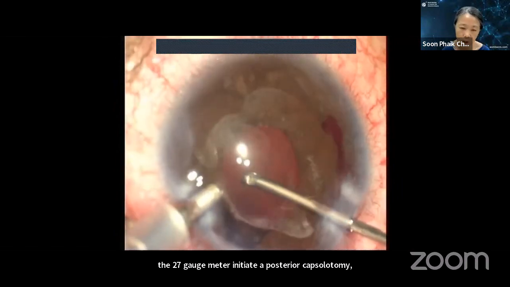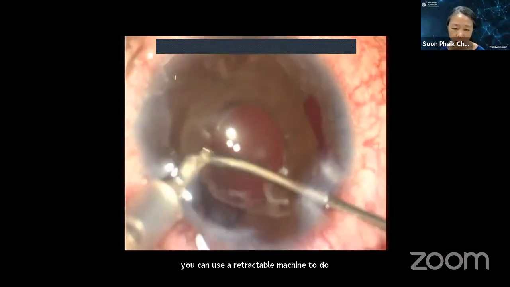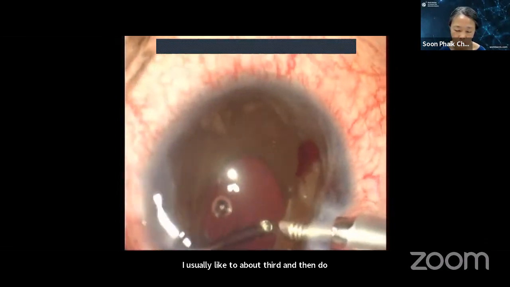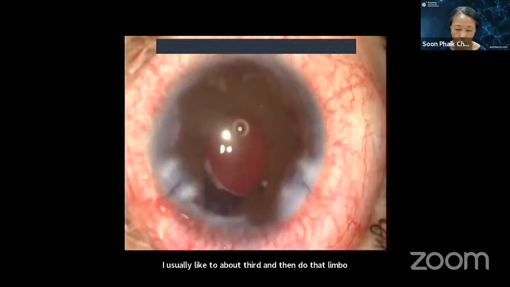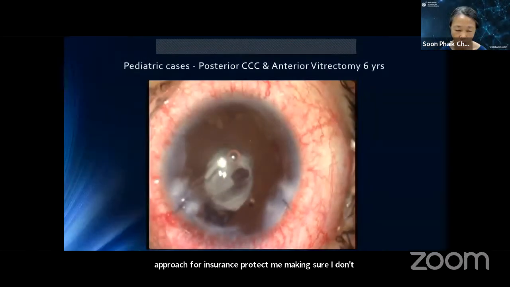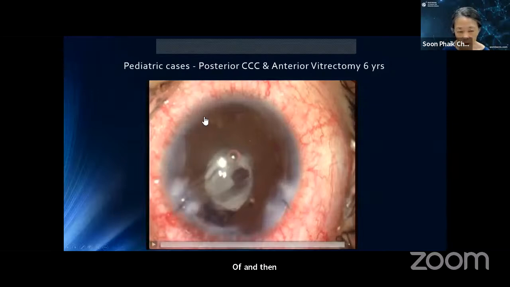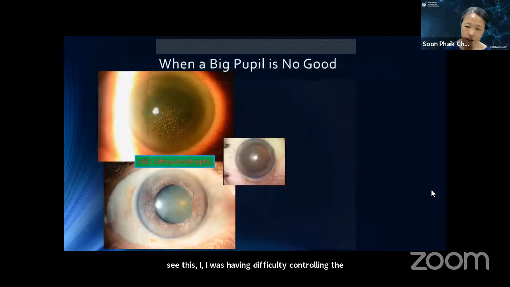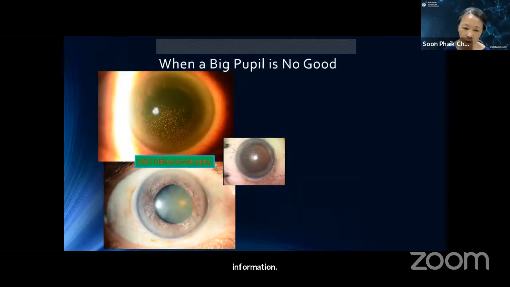Stain with triamcinolone acetonide diluted. I usually like to about a third, and then do that limbal approach for anterior vitrectomy, making sure I don't leave any strands of vitreous, and then leave this patient aphakic, because you can see this eye, I was having difficulty controlling the inflammation. And this patient is now more than 12 years of follow-up, and he's doing pretty well.